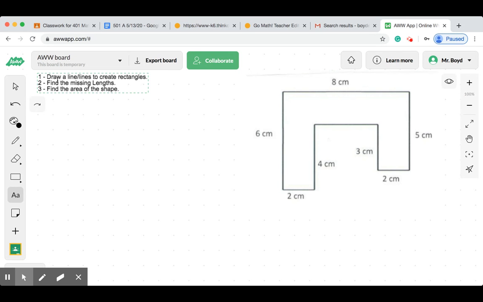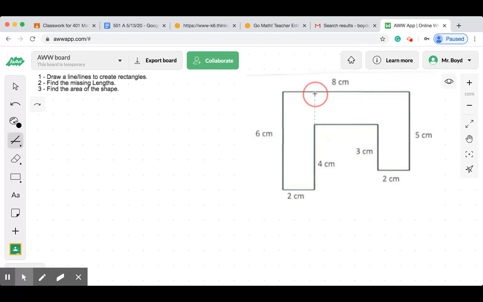Now, the first step is draw a line or lines to create rectangles. So I could draw a line this way. Now I create a rectangle. I could draw a line this way, create a rectangle. There's several ways to do it. As long as you're creating rectangles, you'll be able to use what we know about them to find the missing sides and be able to find your answer.